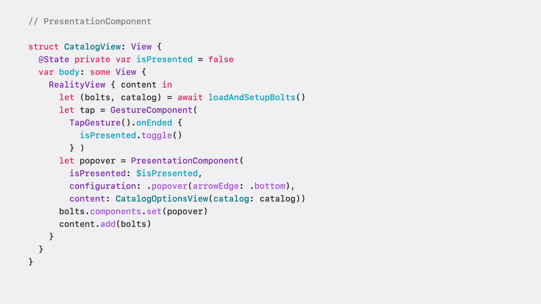First, I'll replace view attachment component with presentation component. The component takes a Boolean binding to control when the popover is presented and to notify you when someone dismisses the popover. The configuration parameter is the type of presentation to be shown. I'm specifying popover. Inside the popover, I'll present a view with ConfigurationCatalog options to dress up Bolts.